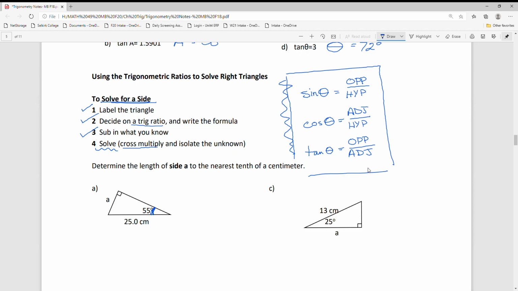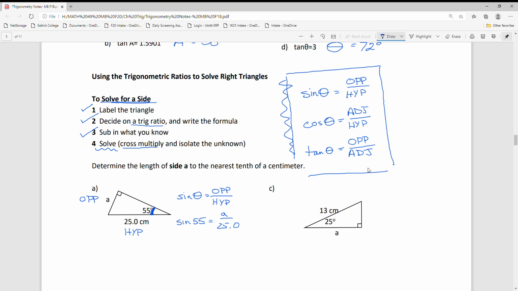So in labeling up A, 55 is my reference angle or my target angle or the angle that I care about. Side A would be opposite to that. 25 would be my hypotenuse. And so when I can see that I have a triangle here labeled with opposite and hypotenuse, that's going to allow me to choose the right formula over there. So I'm going to use the sine theta formula because that's the one that fits the reality that I have for this triangle. And then I'm going to sub in what I know. So it's not just sine of an angle, it's sine of 55 would equal A over 25.0.